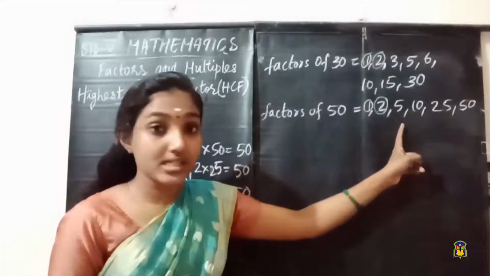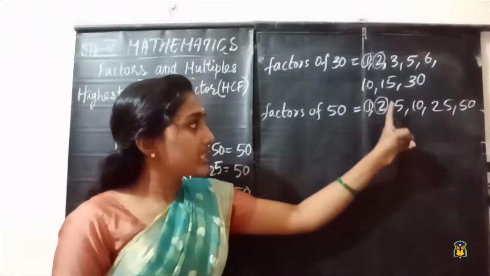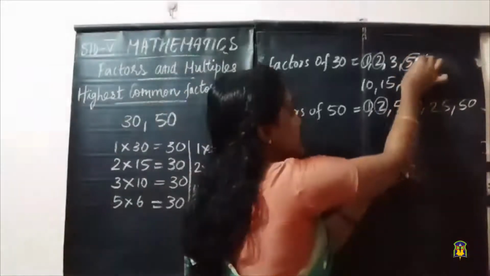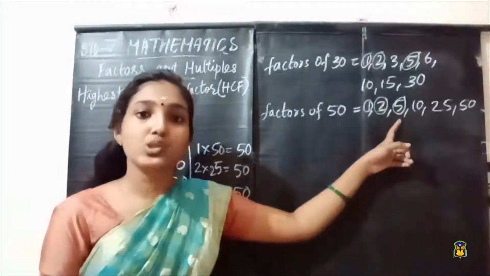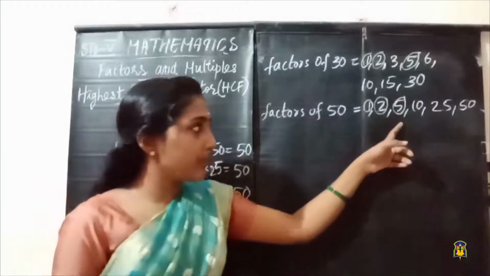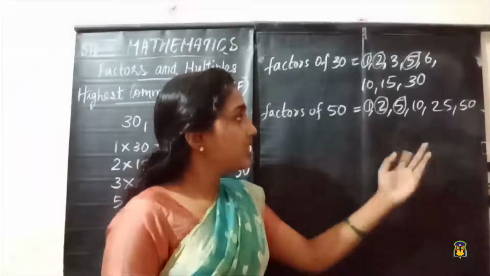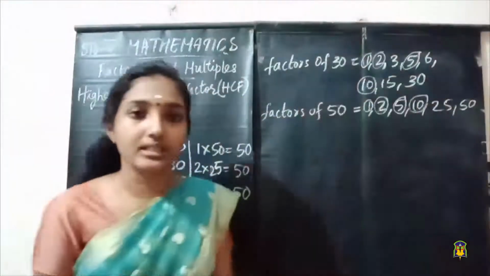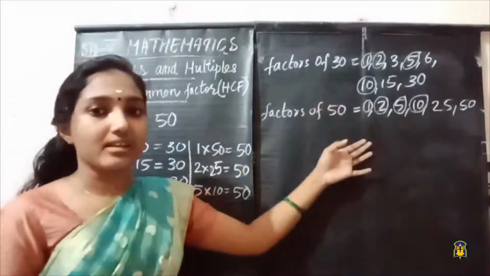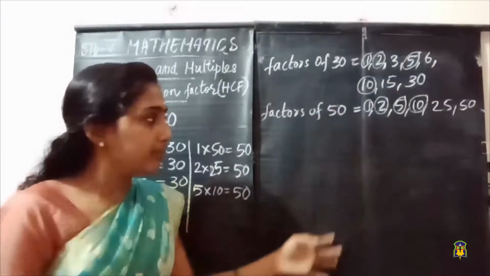So we cannot say it is a common factor. Next, 5. 5 is both in 30 and 50. So 5 is a common factor which is common in 30 and 50. Next, 10. 10 is also common in 30 and 50. So these factors are common in both the numbers.